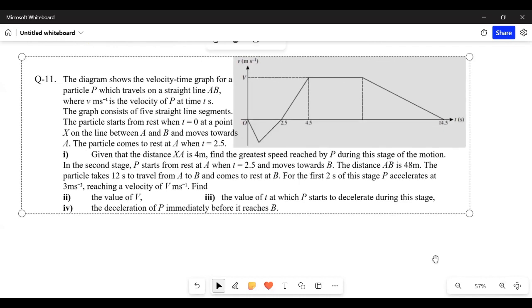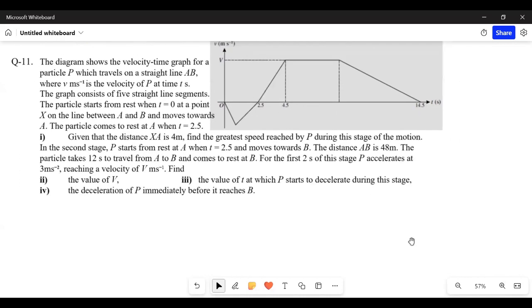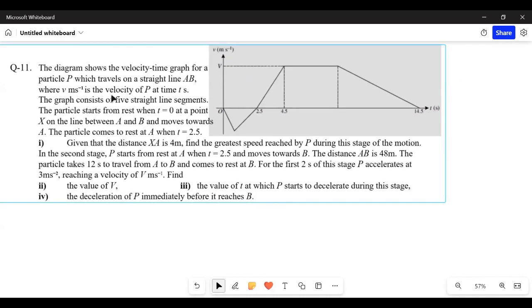Okay. The diagram shows a velocity time graph for particle P which travels on a straight line AB, where V is the velocity of P at time t seconds. The graph consists of 5 straight line segments. The particle starts from rest when t is equal to 0 at a point X on the line between A and B and moves towards A. Particle comes to rest at A when time is equal to 2.5.